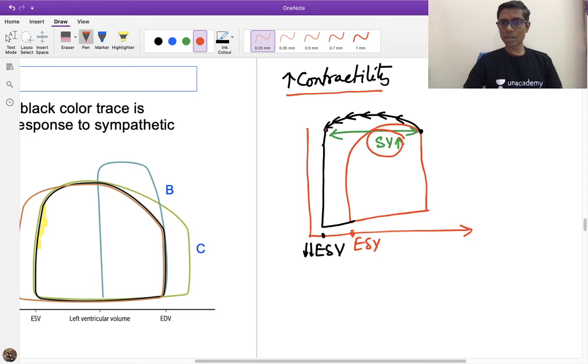Because of the long continuation of the ejection, the end systolic volume decreases. So this kind of shifting of the curve is known as left shifting of the pressure volume loop. Left shifting of the pressure volume loop.